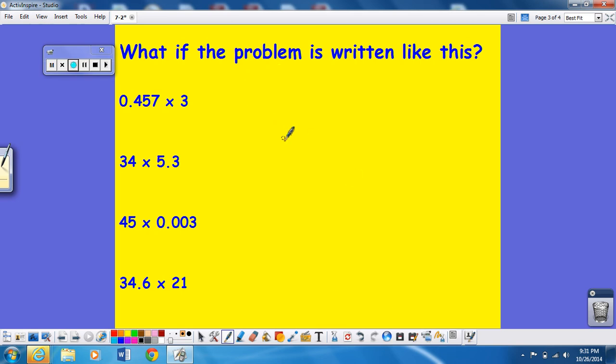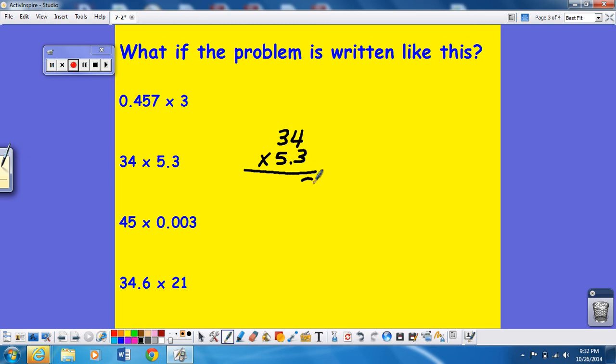Okay, let's try this next one. 34 times 5.3. And let's remember too that the way you stack, I always like to stack the biggest number on top. Just helps when you multiply, but remember it's commutative. Doesn't matter which way you multiply, you're going to get the same answer. Okay, again, let's ignore the decimal point.